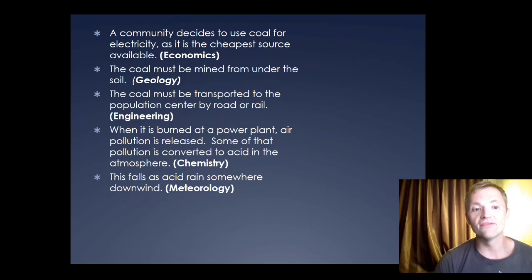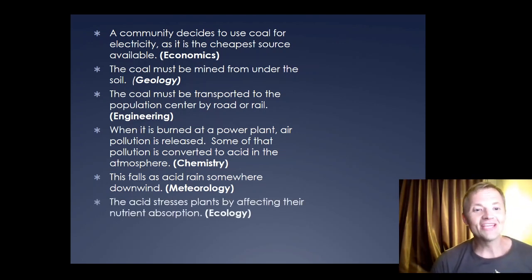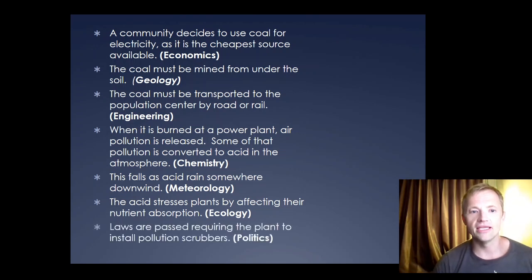Then acid rain falls somewhere downwind. We'll talk about meteorology, right? Weather systems and how that affects ecosystems and environmental science. Then we may talk about how the acid stresses plants by affecting their nutrient absorption, which then gets us into ecology and how they affect ecosystems and other species and organisms that belong in that ecosystem.